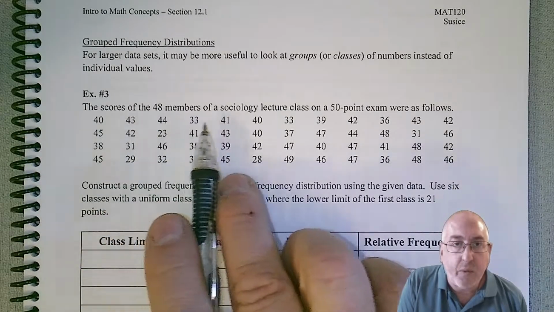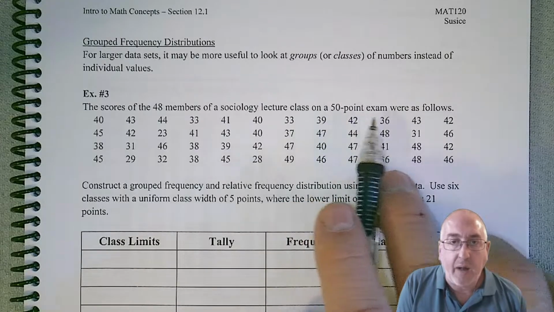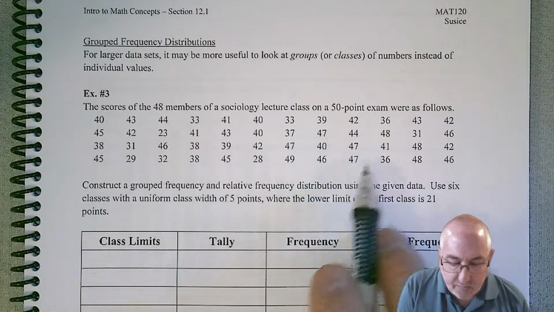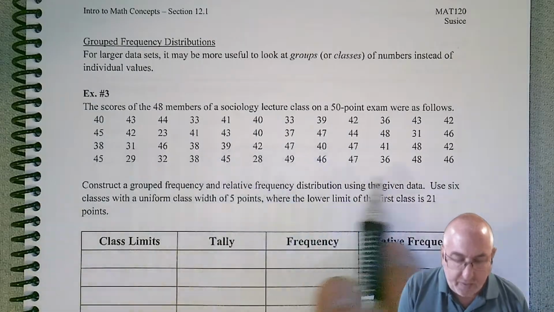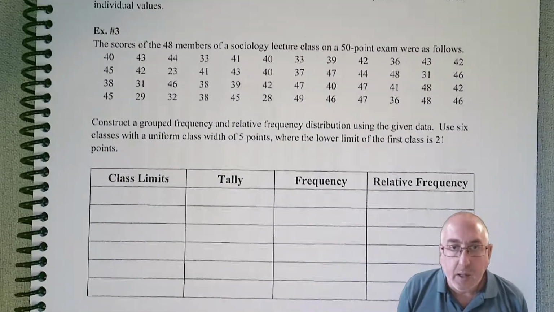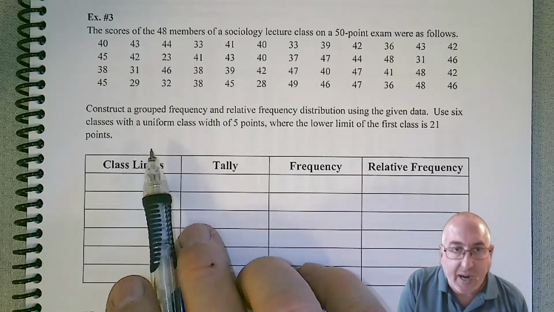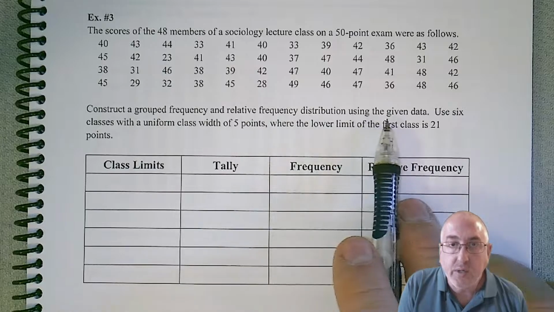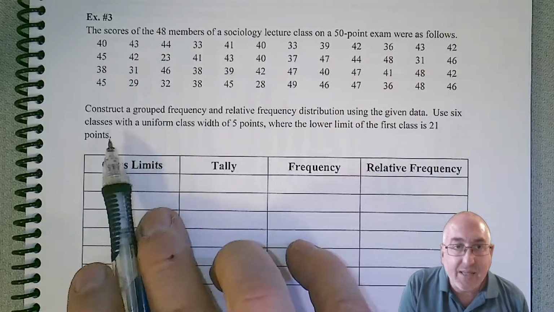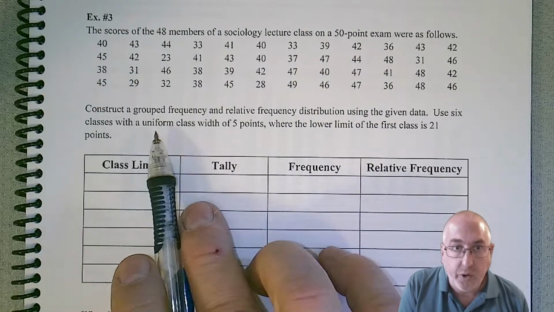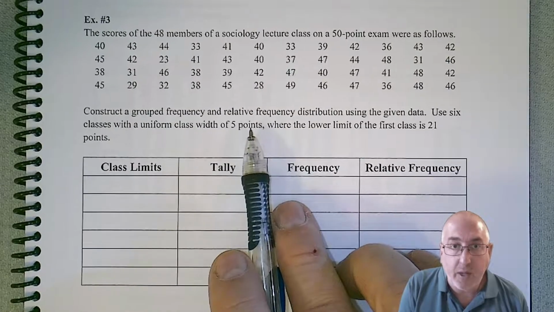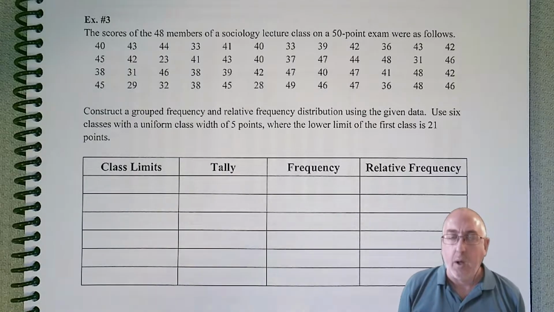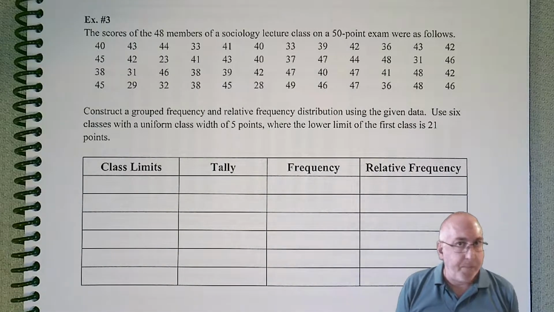We have the scores of the 48 members of the sociology lecture on a 50-point exam, as follows. We have all those different data values in there, scores out of 50. We want to construct a grouped frequency and relative frequency distribution using the given data. Use 6 classes with a uniform class width of 5 points, where the lower limit of the first class is 21 points. Okay, so there's a lot to unpack here.